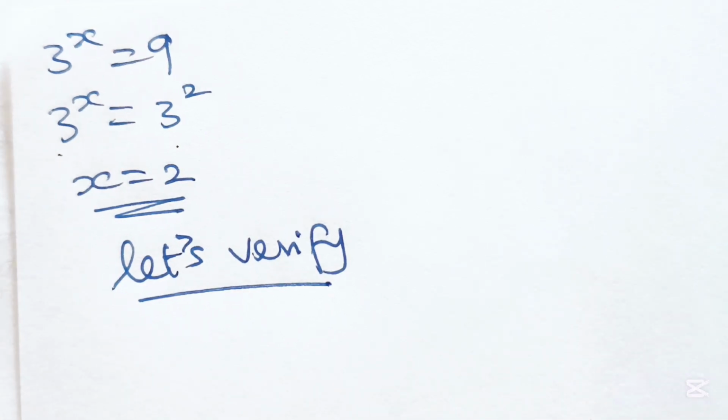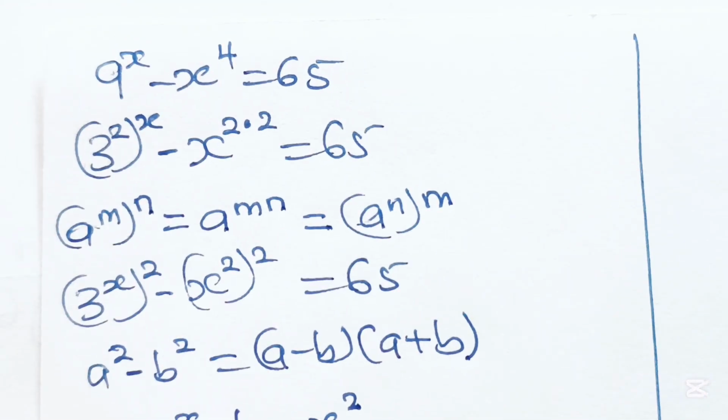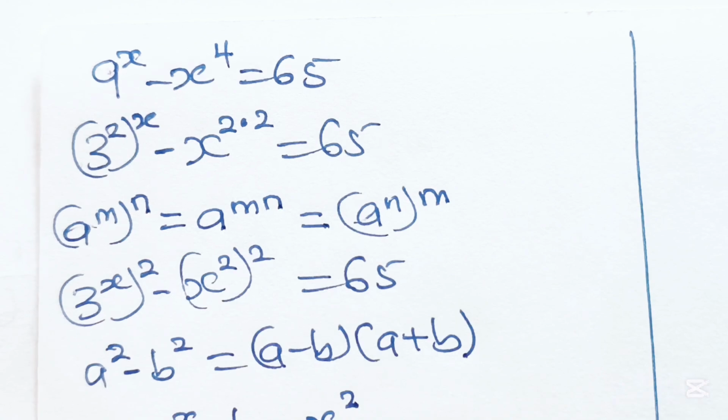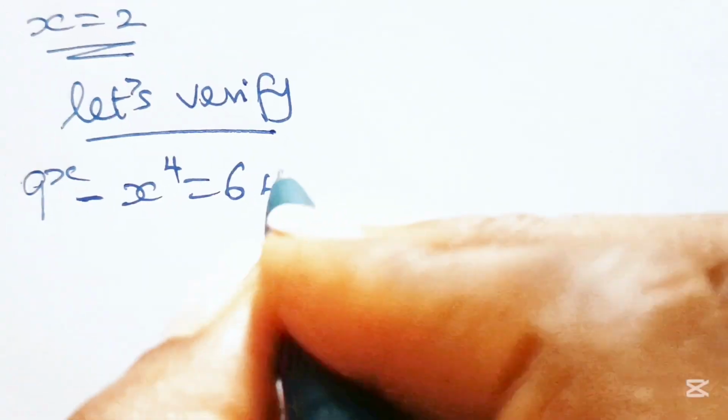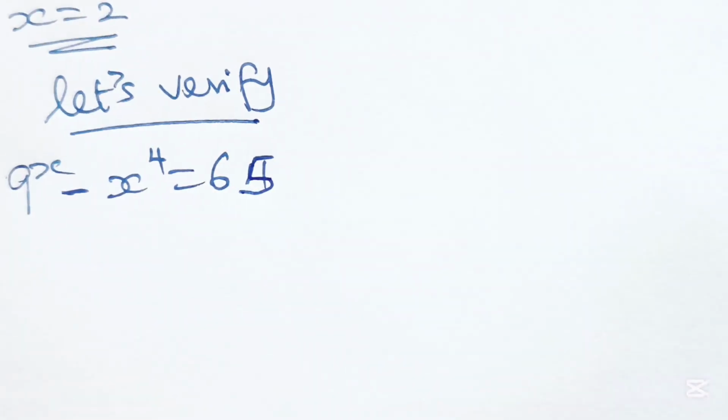Okay, all right, now let's verify. The question says 9 to the power of x minus x to the power of 4 is equal to 65. So 9 to the power of x minus x to the power of 4 is equal to 65. Let me check. Sorry, that is equal to 65.